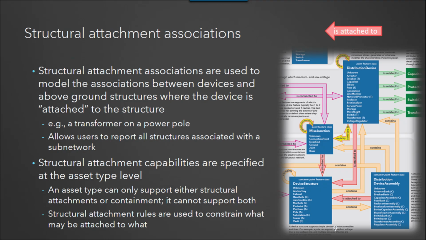Now, what's interesting is that doesn't mean that when you're doing a trace through the network and you're just following the electrical connectivity, all of a sudden the power pole is returned as a result because there is this structural attachment association. No, that's not the case because there's not a connectivity association, not a connectivity relationship. But these things are important for reporting purposes.